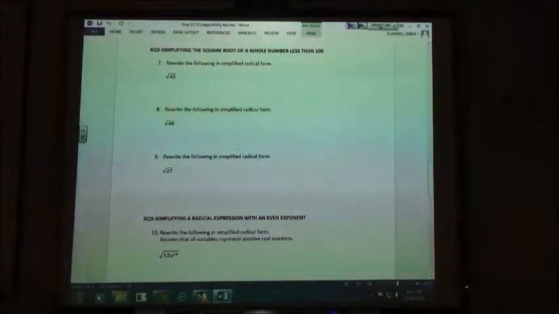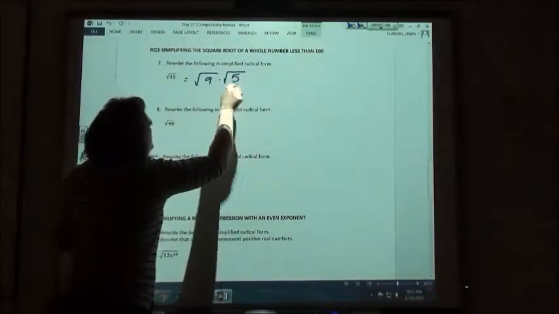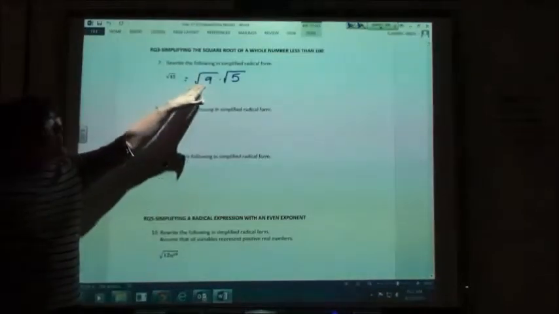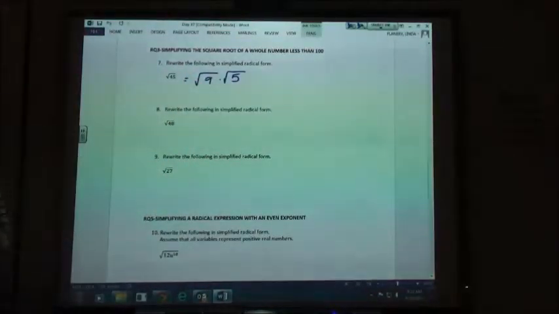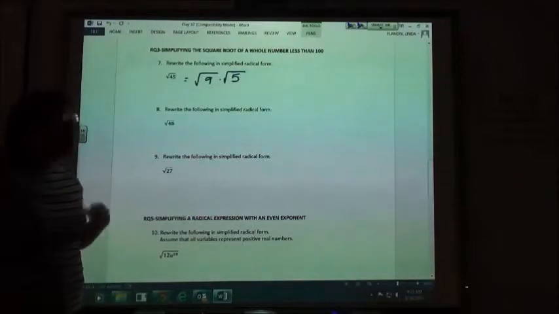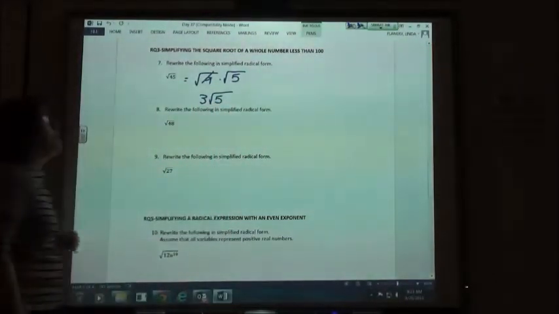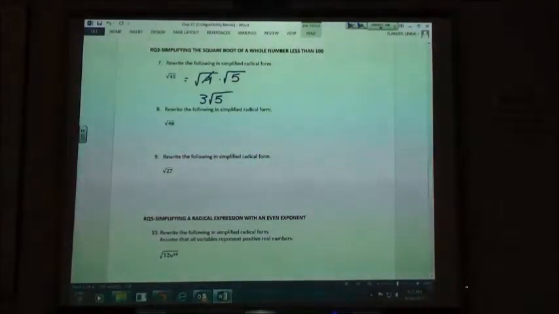So when I think of factoring 45, I would factor 45 into the square root of 9 times the square root of 5. The reason I use 9 is because 9 is the biggest perfect square that divides evenly into 45. And then I'm going to simplify the part that's the perfect square. The square root of 9 is 3, and so I'm just going to get 3 times the square root of 5. You don't really need the dot in between, so we just put 3 square root of 5.